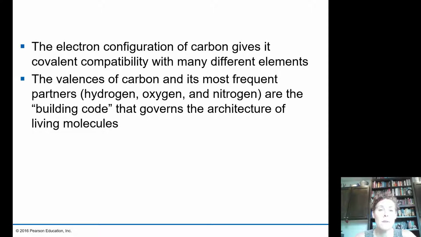The electron configuration of carbon gives it covalent compatibility with many, many different elements. The valences of carbon and its most frequent partners, usually carbon is connecting with hydrogen, oxygen, and nitrogen. And so these are the building codes that govern the architecture of living molecules. Most molecules within our body, the carbs, the lipids, the proteins, and the nucleic acids, have a carbon backbone, and off of that are hydrogens, oxygens, and mainly nitrogens.